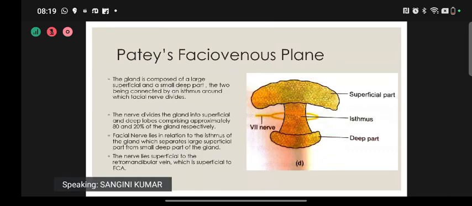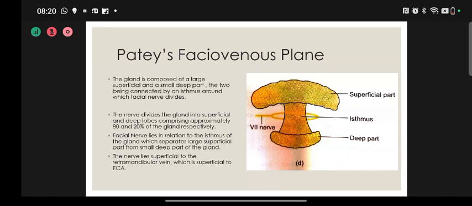Now, Patey's facio-venous plane. There is no anatomical distinction between the superficial and the deep plane, but the facial nerve runs between the superficial and the deep plane, thus creating a differentiation between the two. So the gland is composed of a large superficial and a small deep part, and the two are connected by the isthmus, and the facial nerve is in close contact with this isthmus, and it basically creates a differentiation between the superficial and the deep lobe.